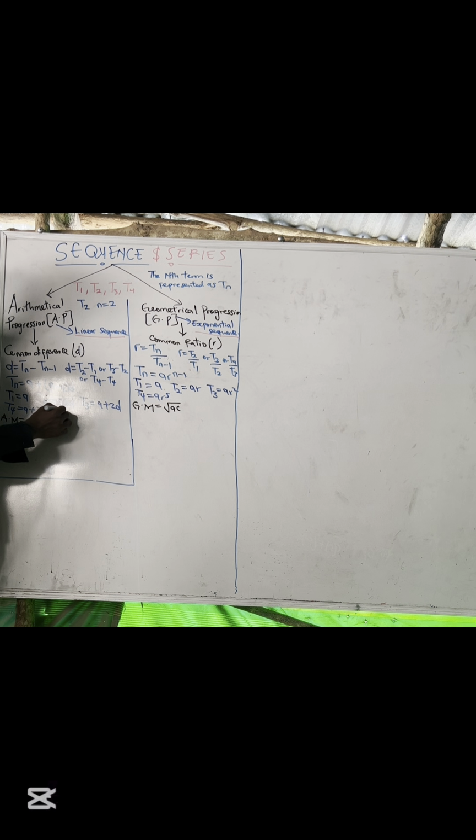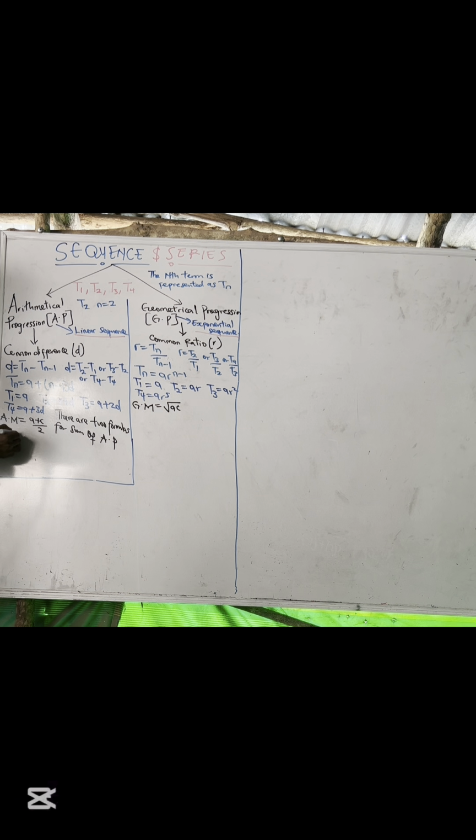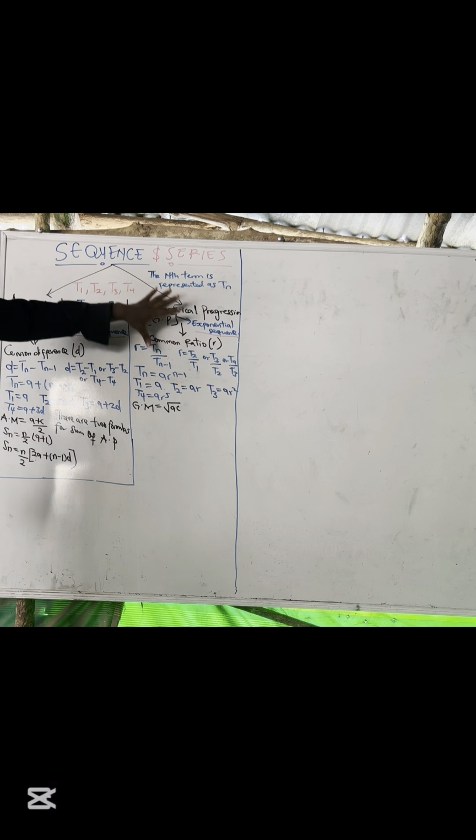The next thing I'm going to talk about now is the sum of AP. There are two formulas for sum of AP. The first formula is Sn is equals to n over 2 times a plus l. While the second formula is Sn is equals to n over 2 times 2a plus n minus 1 d. So these are the general formulas for the sum of what? AP.